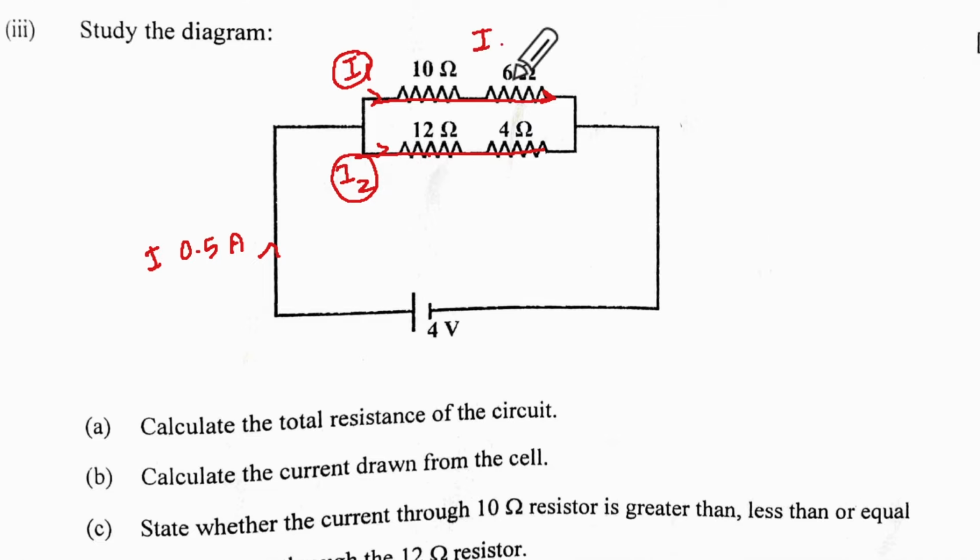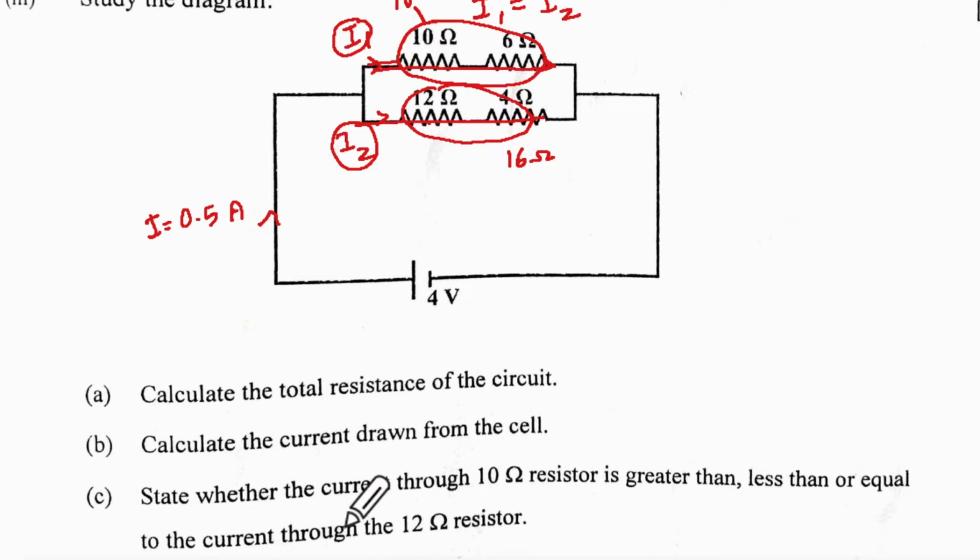So I1 and I2 are going to be equal. Why? Because in this branch the total equivalent resistance is 16, and here also it is going to be 16. So both of these branches will have half of this, that is 0.25 and 0.25. These are going to be the values of I1 and I2. So when they ask you to state whether it is greater than, less than, or equal to, you will say that they are equal.